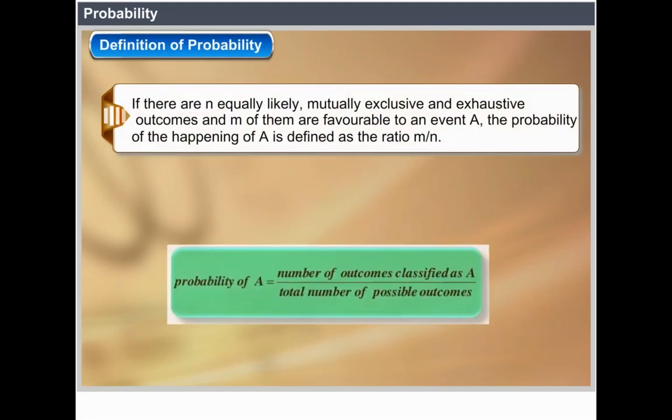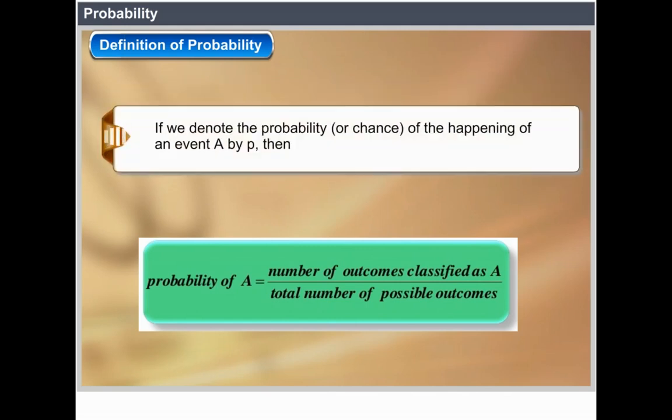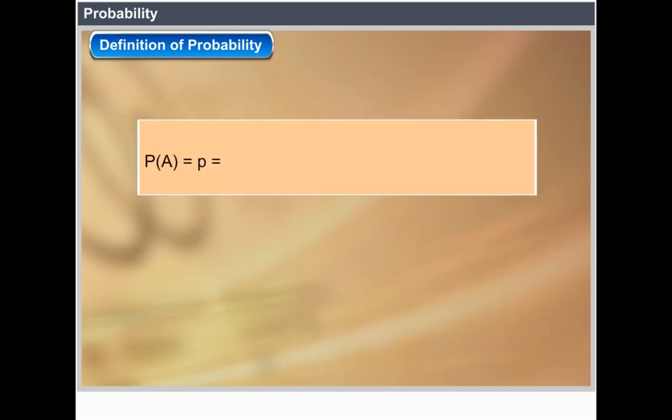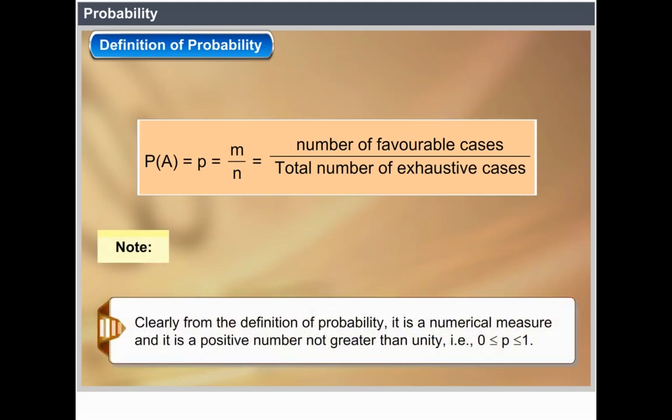Definition of probability. It is a mathematical definition of probability. If there are n equally likely, mutually exclusive and exhaustive outcomes and m of them are favorable to an event A, the probability of the happening of A is defined as the ratio m by n. If we denote the probability or chance of the happening of an event A by P, then P(A) = m/n = number of favorable cases divided by total number of exhaustive cases. Note: clearly from the definition of probability, it is a numerical measure and it is a positive number not greater than unity, that is, 0 ≤ P ≤ 1.